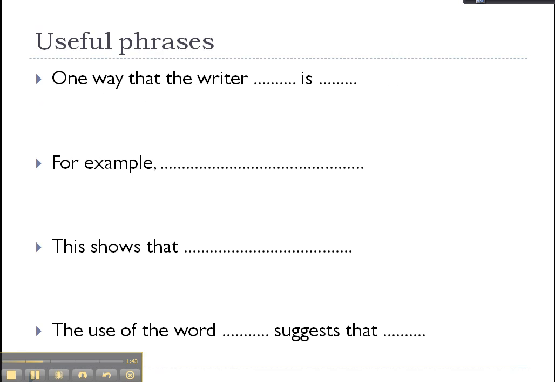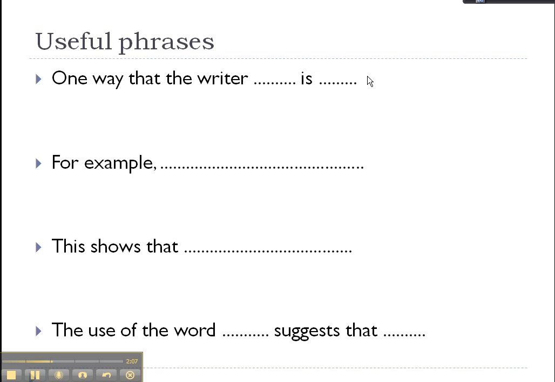So we're back to our frame. One way the writer creates excitement is, for example, by using strong verbs. But you've got to have a look at the text. You've got to find out from the text that you're reading what is used there. Carrying on with the frame, we then go for example, and you give a quotation. So that's where you quote it.